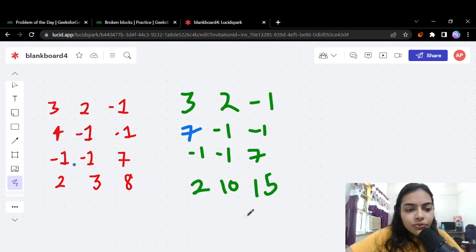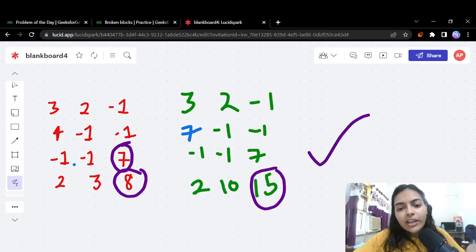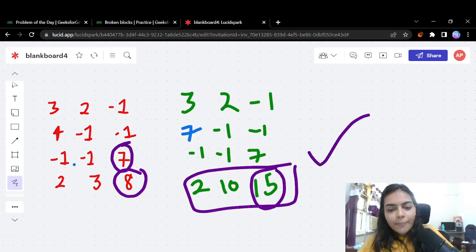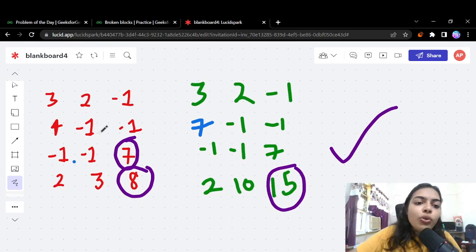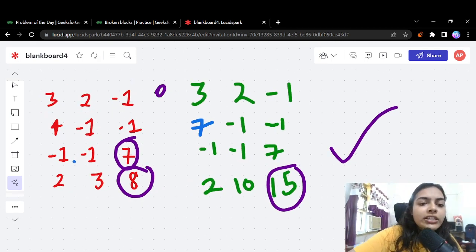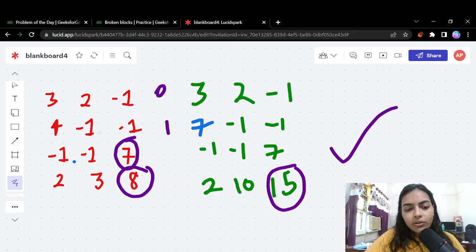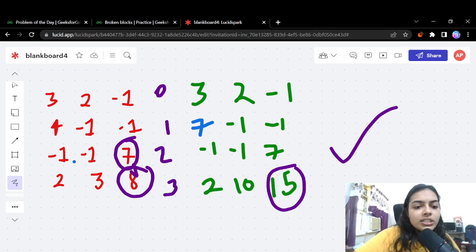But how did you reach 15? You just did 8 plus 7 and that's how you reach 15, and you are thinking 15 is the answer because 15 is the maximum. But you have to always start from level 0, right? So if you never stepped on level 0 or level 1, how did you directly reach level 2 and level 3? This is not possible. You cannot just take these 2 values.